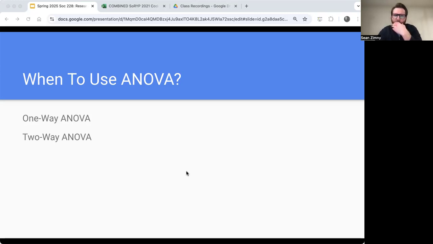So when would you use a one-way ANOVA? This is used when there is one independent variable and one quantitative dependent variable. So this test helps us to determine if the independent variable significantly impacts the dependent variable. For example, comparing the test scores, the dependent variable, of students based on their study method, like we just mentioned, right? Whether they're studying in groups or individually, or they're not studying at all.